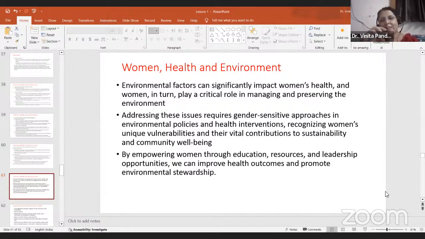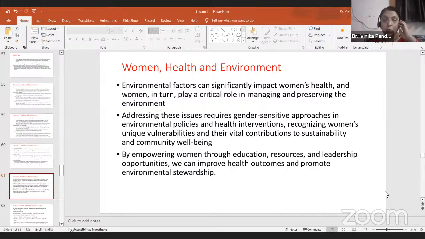Now, in this particular slide, we are trying to understand that environmental factors impact women's health, and women can be the most important stakeholder in saving the environment. In fact, in India itself, you have hundreds and thousands of such examples. The most important example I would like to give you is the Chipko movement. Though it was initiated by Sundarlal Bahuguna, most of the people participating in that movement, by hugging the trees and not letting people cut them down, were women.